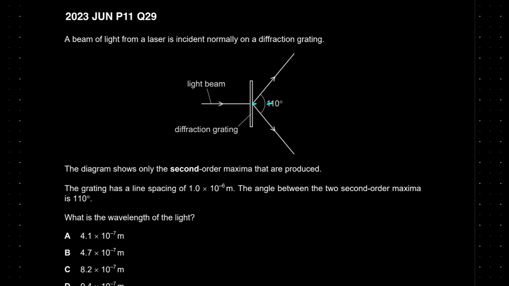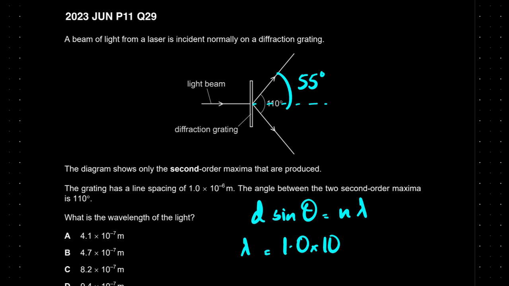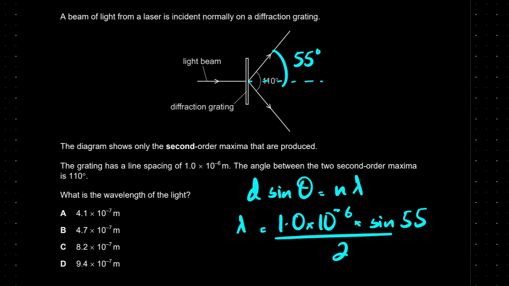Always remember that in the diffraction grating equation, the angles are given from the center, from the central order maxima. So half of 110 is 55. So you use the equation d sine theta equals n lambda. So lambda is d times sine 55, and n is 2, right? So this is what the catch was here, and then you just solve for this, and this turns out to be option A in this case.